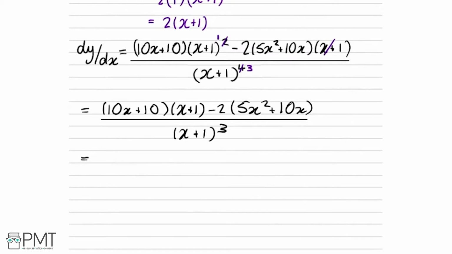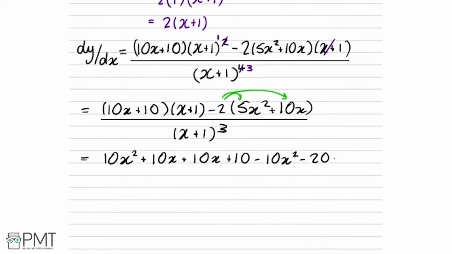So now what I'm going to do is expand out the brackets in the numerator and see if anything sort of cancels out with each other. So we have 10x times by x, we have 10x squared. Plus we've got 10x times 1, so we have 10x. Plus 10x again, because we've got 10 multiplied by x. And plus 10, because 10 times 1 is 10. And then we're going to multiply this 2 with both parts of the bracket. So you're going to have minus 10x squared and minus 20x. And again, that's all over x plus 1 to the power of 3.